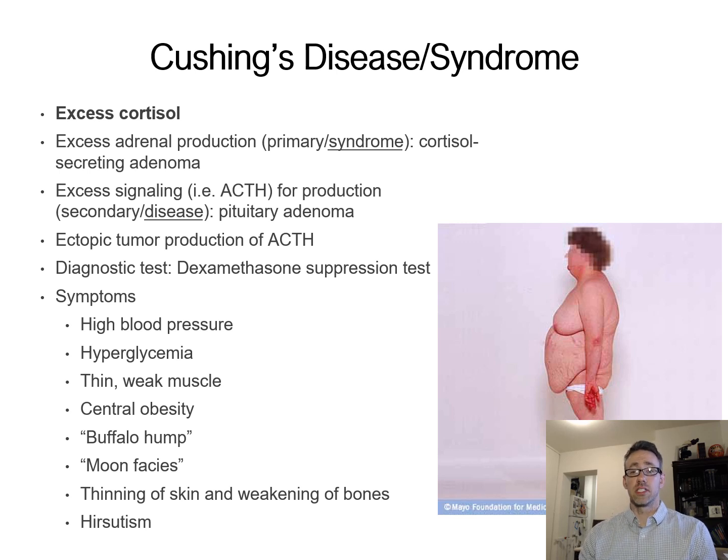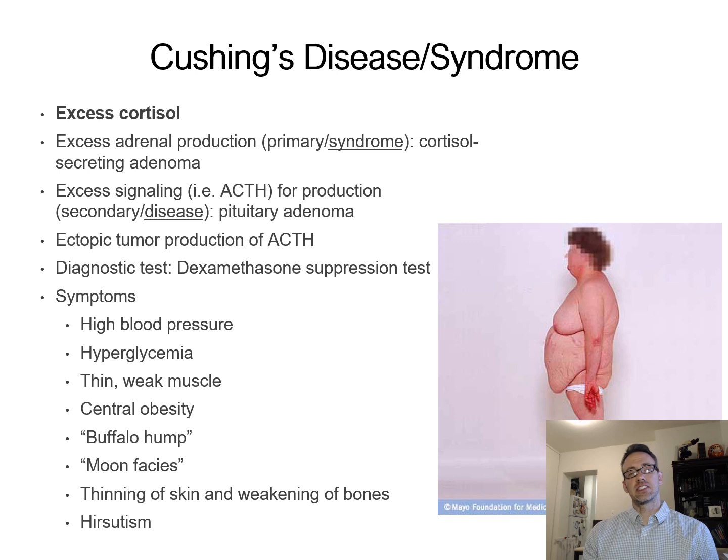Another example of a disease involving cortisol is Cushing's disease. So this is the classic where there's excess cortisol. Now, if there's excess adrenal production of cortisol, so it's coming from the adrenal gland, we call that primary, and it's referred to as Cushing's syndrome. All right, that's a syndrome if it's coming from the adrenal gland itself. So that's usually from an adenoma.